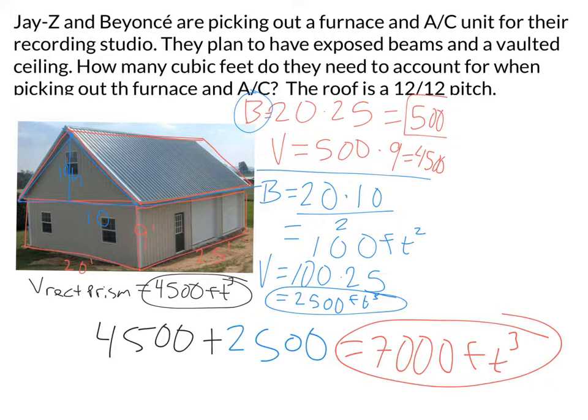Nice. So when they're picking this out, they need to make sure that their furnace and their AC units, those two things, need to be able to handle at least 7,000 cubic feet of space. Obviously you want to go over, if anything, to make sure that it cools properly, but that's what they need to worry about. A lot of those units are also just dealt with in square footage, but it also helps to think about it in volume, because ceiling height, open ceilings, those can all change the standard volume.